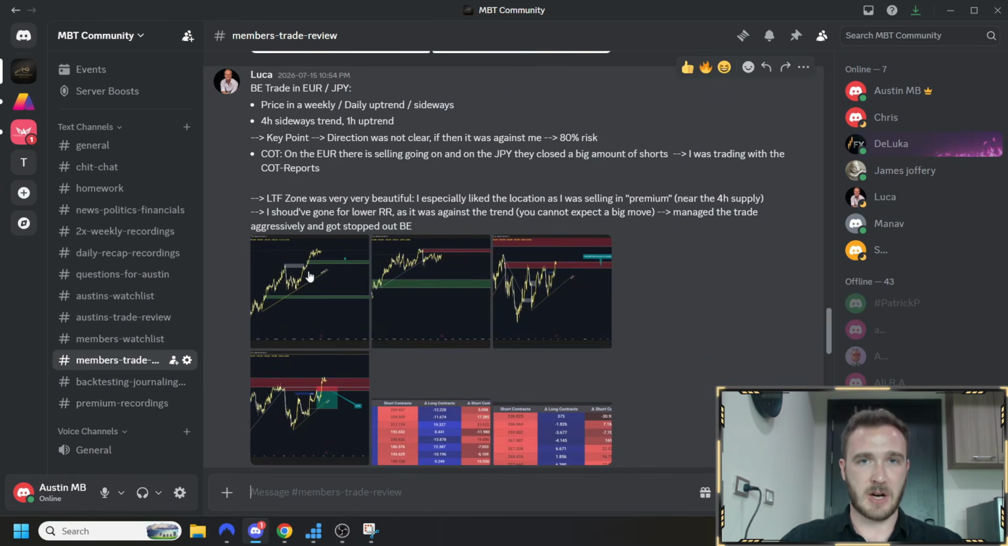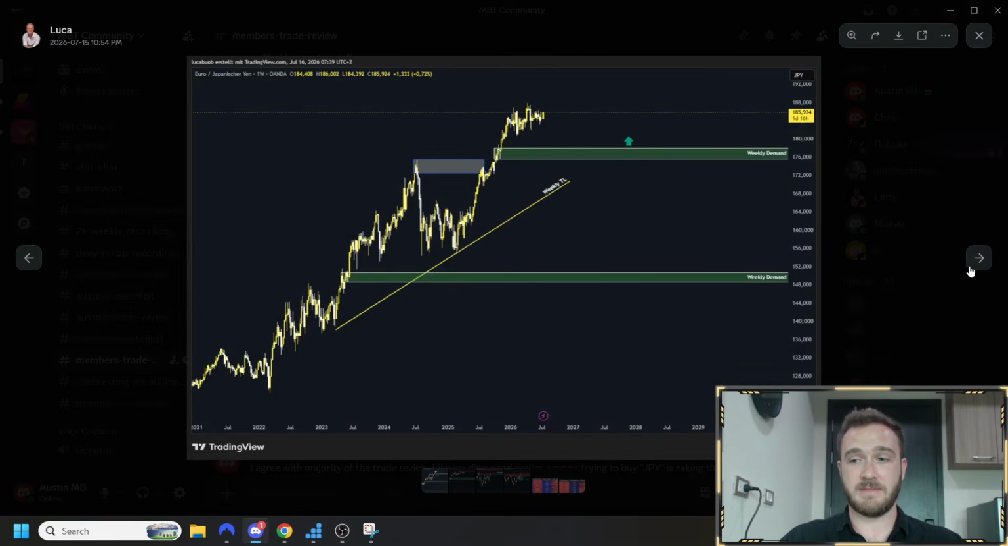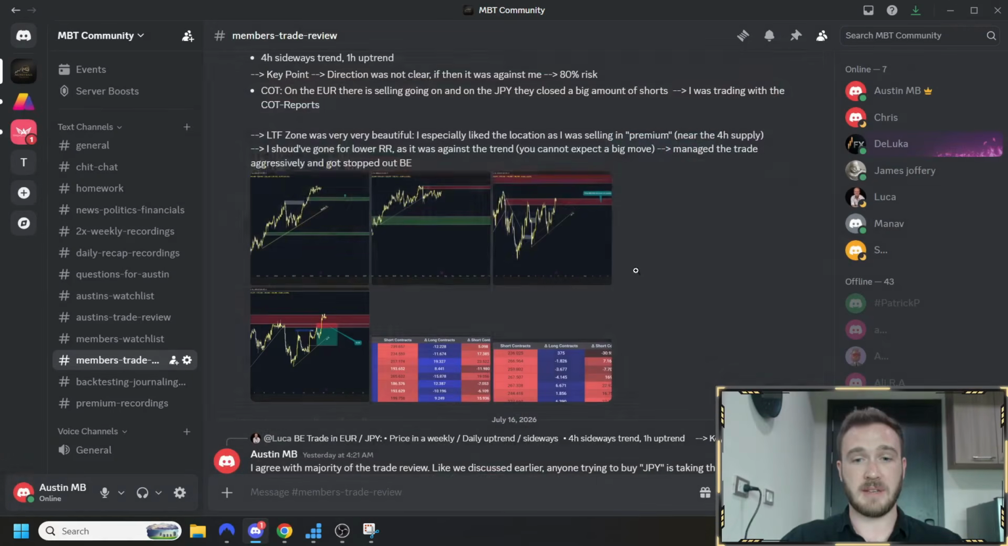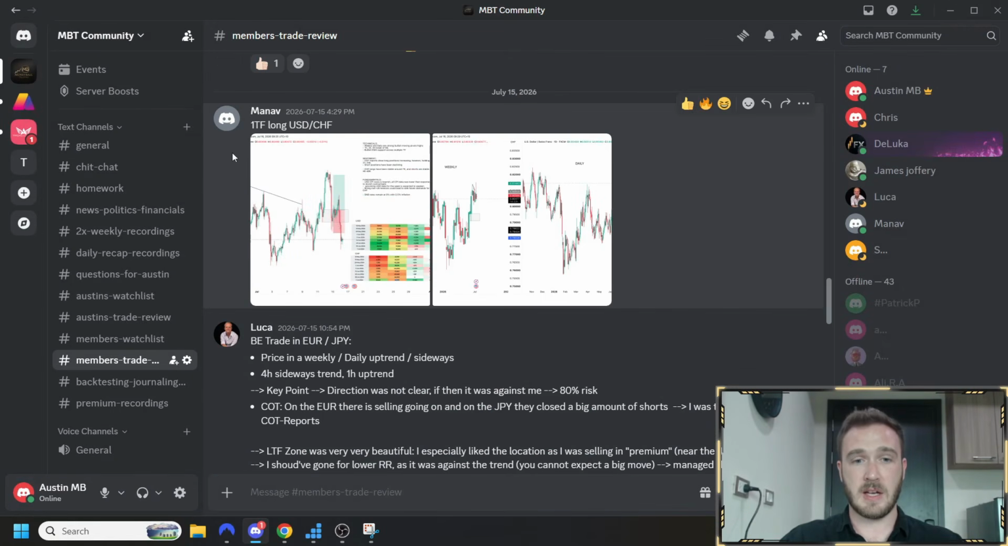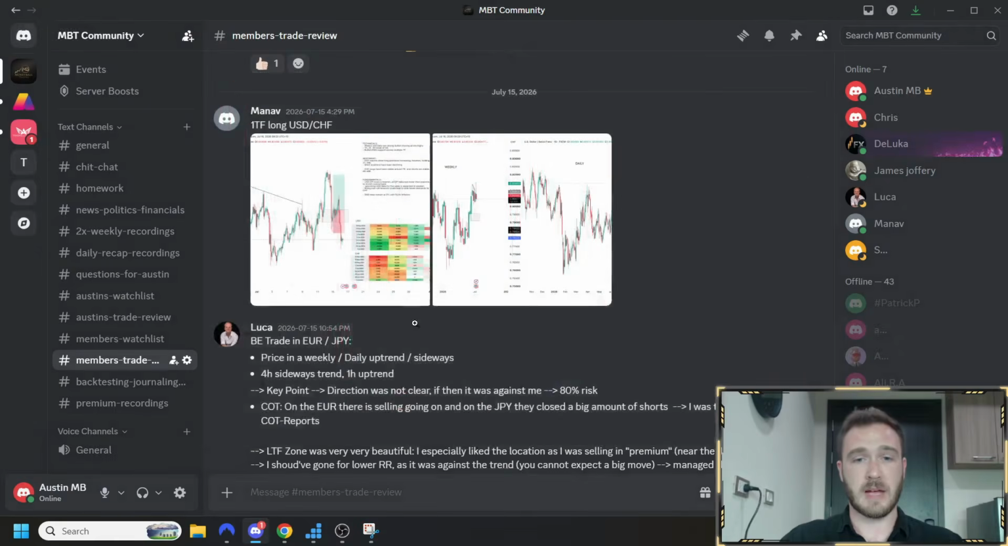Again, just because I document this a certain way doesn't mean you have to. Luca, he documents his trades this way by sharing 5 individual photos. That's completely fine too, and he has notes attached. Manav, he has 2 individual photos. He has his technicals, sentiment, fundamentals, everything right here in a photo. So that's great as well.